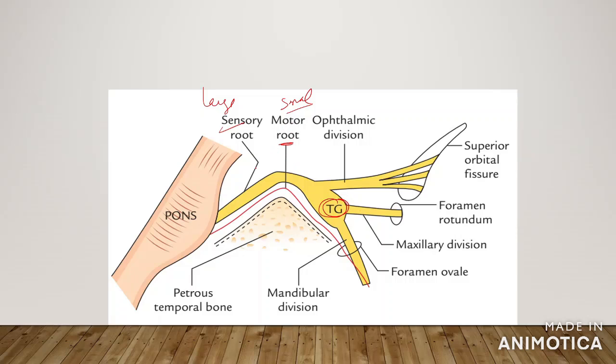But this motor root, after emerging from the pons, is going to pass under the trigeminal ganglion and then exit through your foramen ovale and unite with the sensory root to form the mandibular nerve. Right. So your ophthalmic and maxillary nerves are going to emerge from the trigeminal ganglion itself. But your mandibular division forms only after your motor and sensory roots have united.